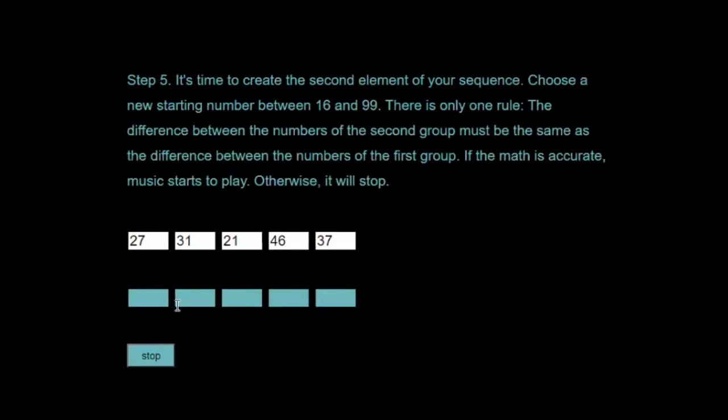It's time to create the second element of your sequence. Choose a new starting number between 16 and 99. There's only one rule. The difference between the numbers of the second group must be the same as the difference between the numbers of the first group. If the math is accurate, music starts to play, otherwise it will stop.